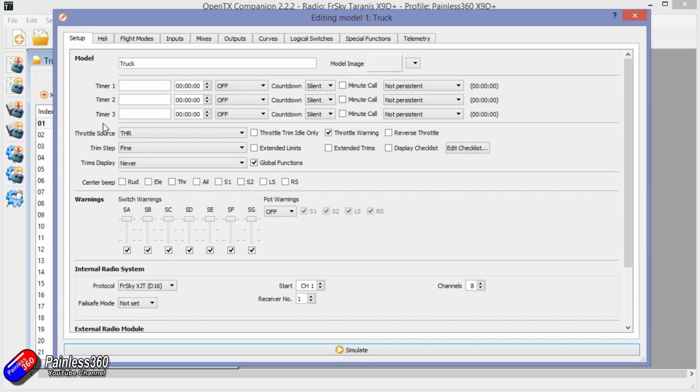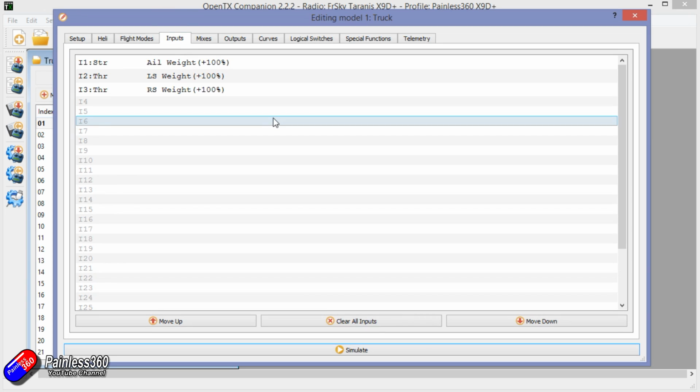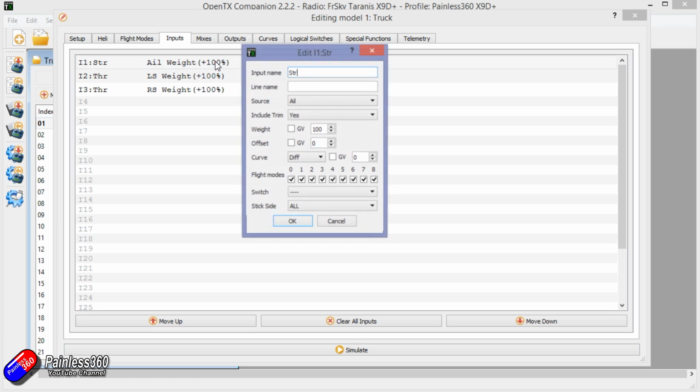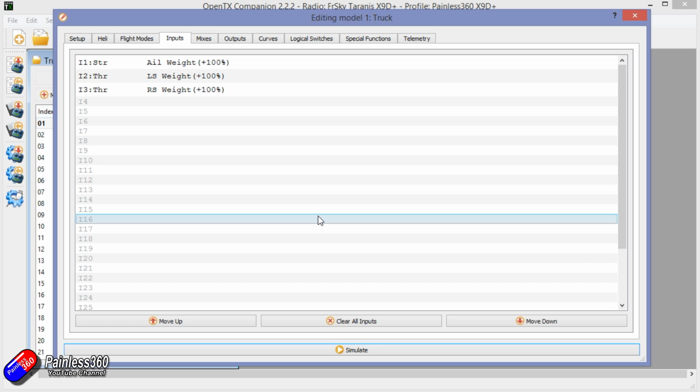So here's my little truck model. The inputs, I've got very simple inputs in here. I've just got the steering connected to the aileron control. That's the one on the right hand side. This is a Mode 2 radio that I'm using here. So as I push the aileron left and right, it's going to move the model left and right. It's going to do the steering.